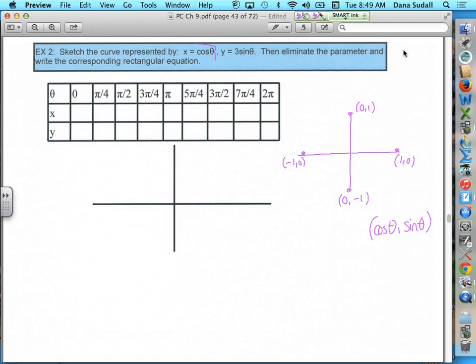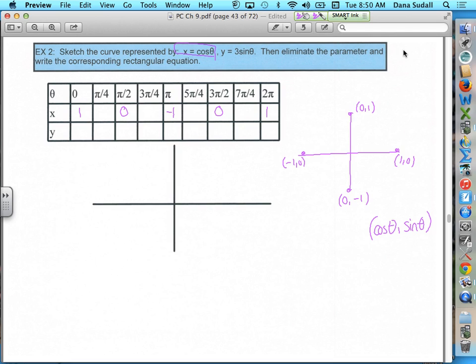My x parameter is cosine of theta, which is my x coordinate. So when the angle is 0, my x coordinate is 1. We'll skip up to pi over 2, 90 degrees. My x coordinate is 0. At pi, my x coordinate is negative 1. At 3 pi over 2, or 270 degrees, my x coordinate is 0. And back at 2 pi, my x coordinate is 1.